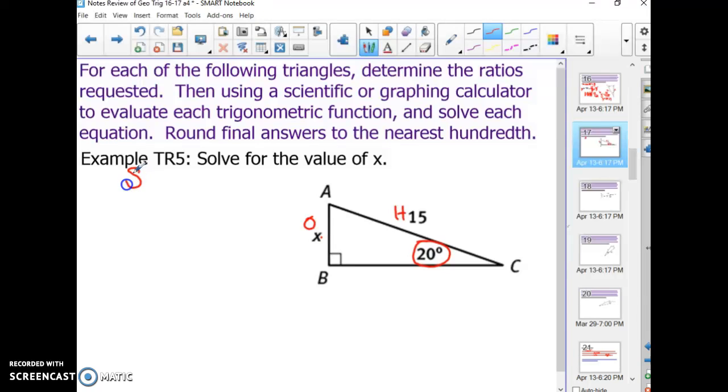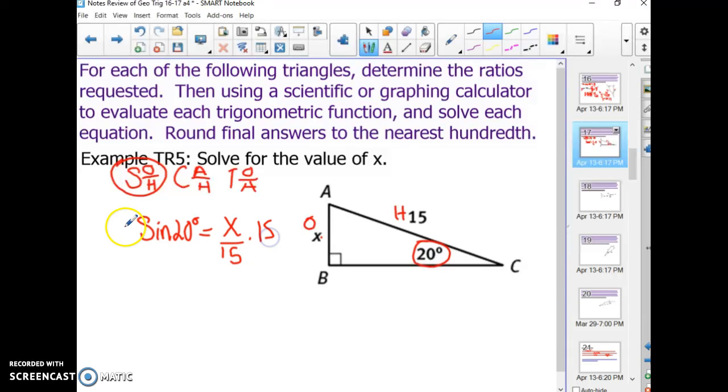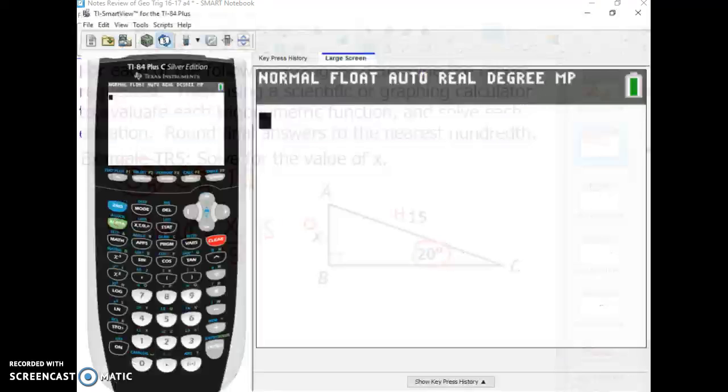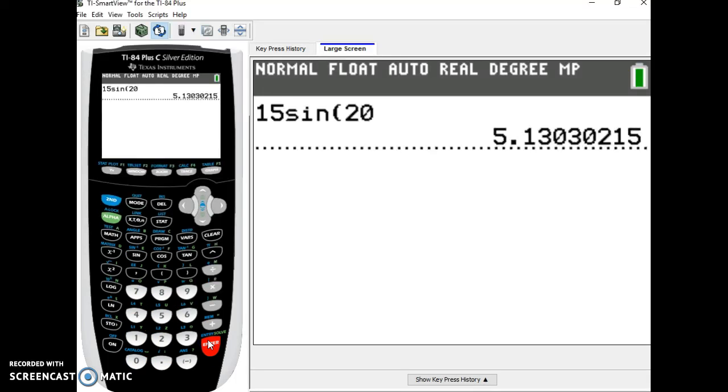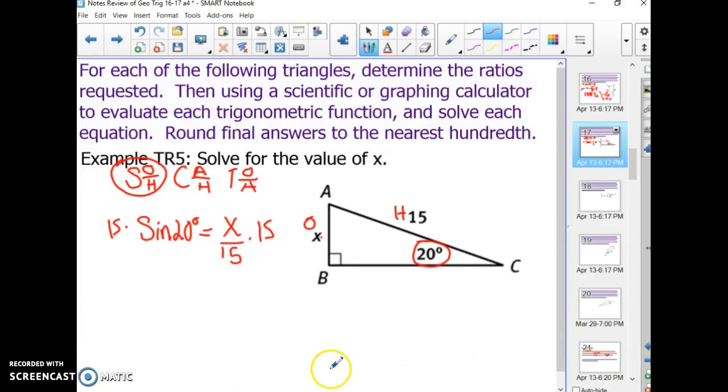So I got to remember SOH CAH TOA: some old hippie caught another hippie tripping on acid. So I'm going to use the sine. So I know the sine of 20 degrees is equal to the opposite, which is x over 15. So to solve for x, I times both sides by 15. I go and plug that in a calculator, 15 sine 20, and I get 5.13. So x is equal to 5.13.